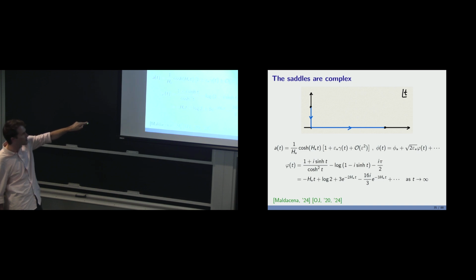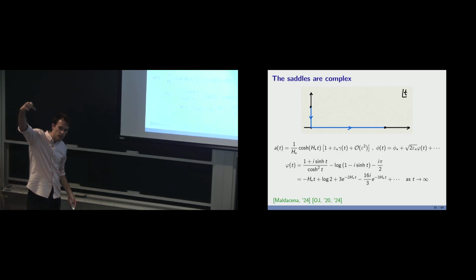So if we look at this phi of t, for example, it has this exact form, but then we can expand it at late times. This is the exact form everywhere, but at late times it looks like this. So this minus Ht is telling you, I've chosen the convention where V prime is positive, so the field is rolling down.